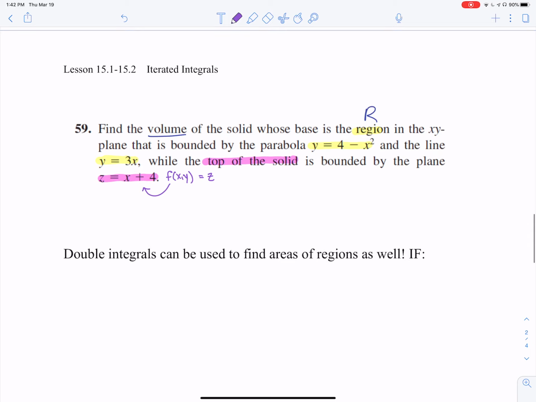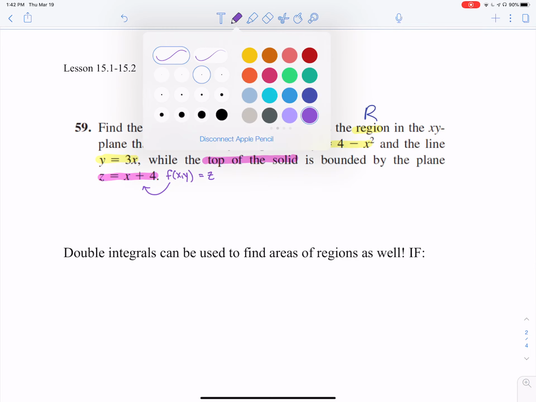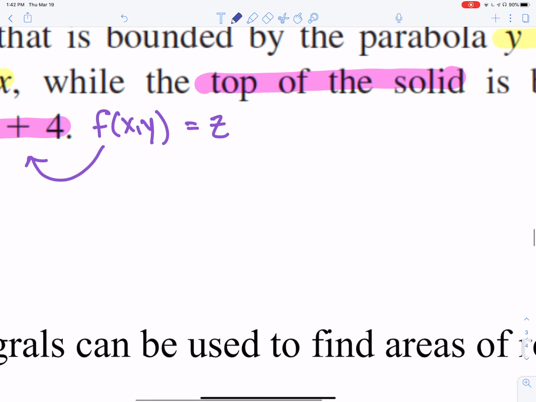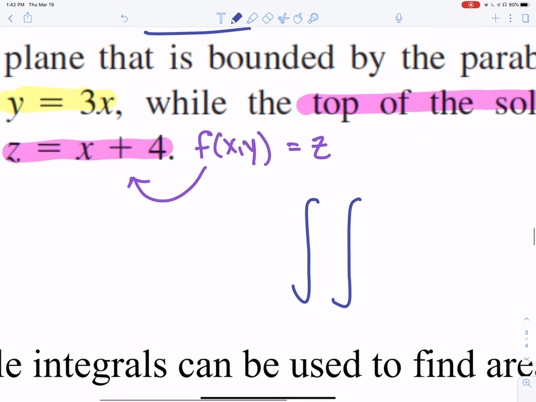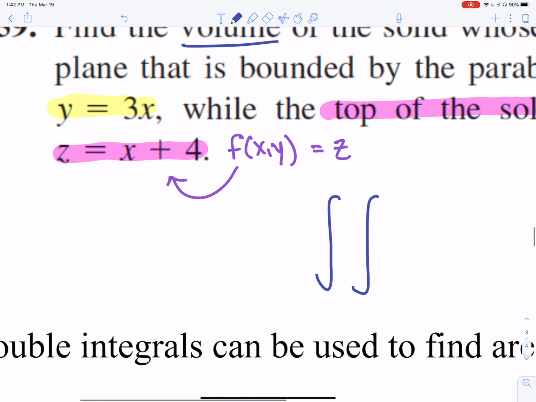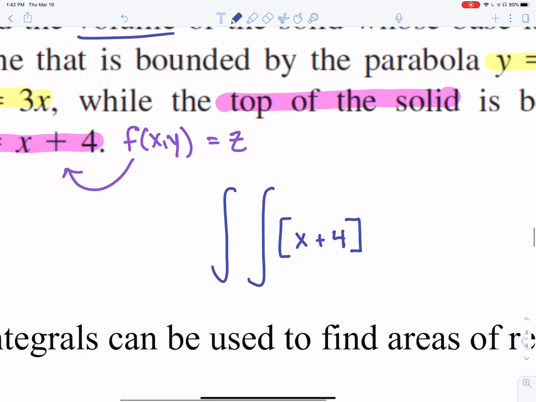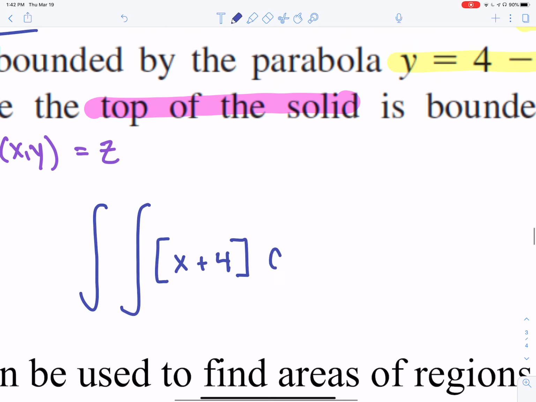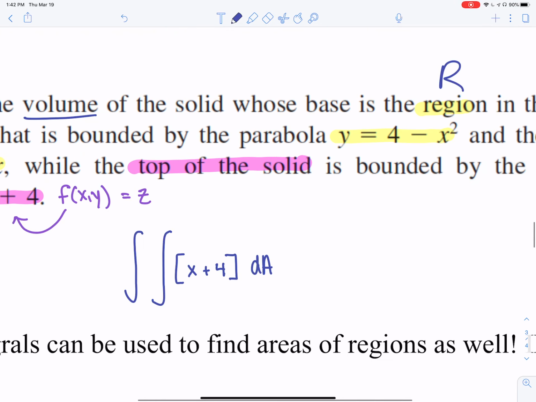So what did it want us to do again? Find the volume of the solid whose base is that, and the top is this function. So that means we're writing a double integral where our function that goes in the middle is x plus 4. I'll just put it in some brackets so we don't lose it. And then we'll pick dA, with any generic order of integration.